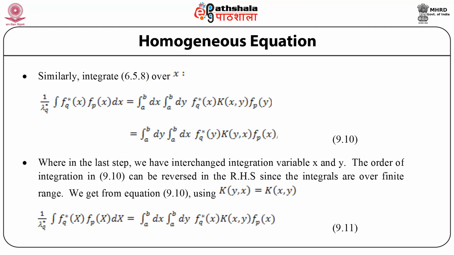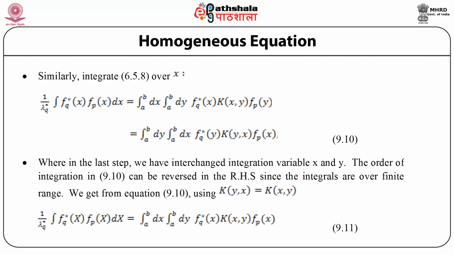Similarly, we can integrate the other equation over x, and we get 1 upon lambda q star integral fq star fpx dx is equal to the double integral over x and y of the product of functions fq star x, kxy and fpy. And again, by interchanging the variables, the order of integration can be reversed since the integrals are over a finite range.